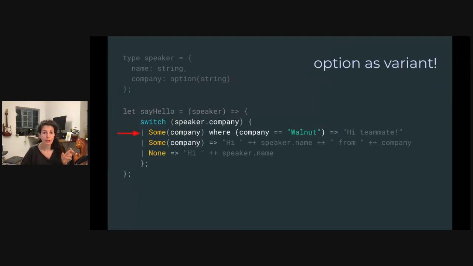So the first branch here in the pattern matching is for a specific company. The second is the general case. And the third is where there is no company. So we covered all cases.